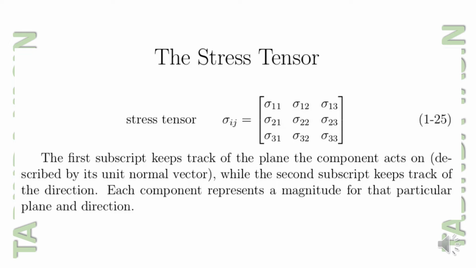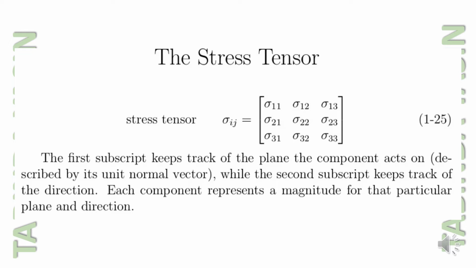The first subscript i keeps track of the plane the component acts on, described by its unit normal vector, while the second subscript j keeps track of the direction. The first index designates the plane on which the component is acting, and the second tells in which direction. Each component represents a magnitude for that particular plane and direction.